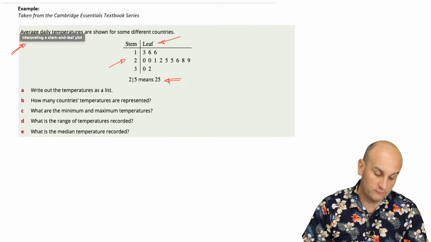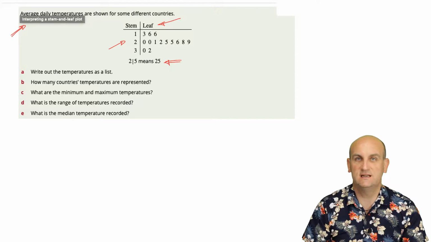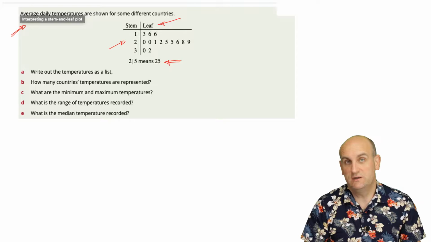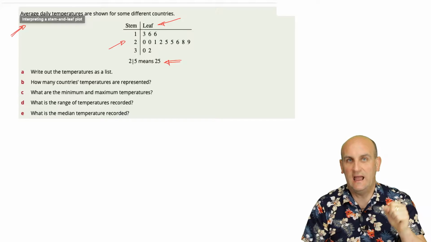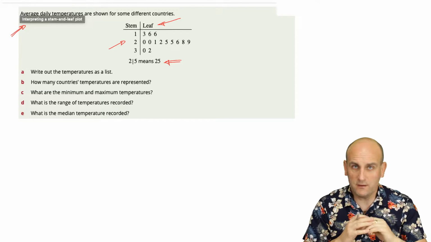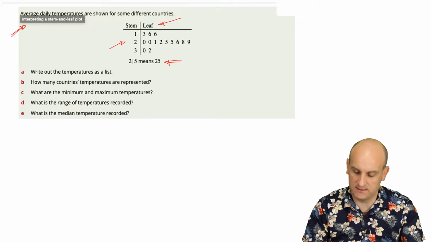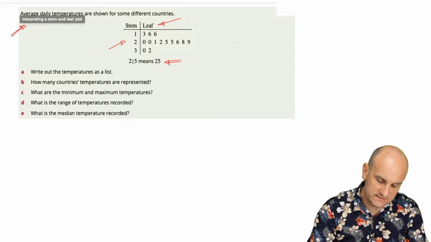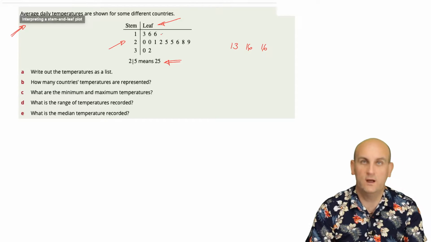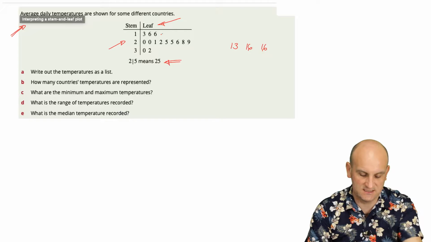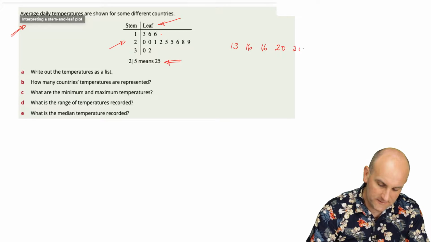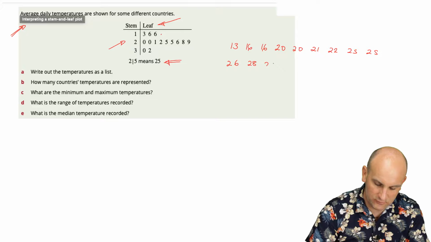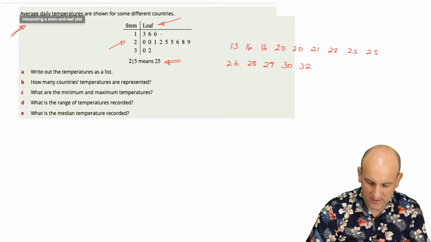So the question now says, rather randomly, write out the temperatures of the list. The reason it's asking you to do that is to see whether you understand how to read a stem and leaf diagram. It's all well and good drawing them, but you have to be able to understand them as well. So, writing those numbers out, we would have 13 and 16 and 16. So that's the 1 and the 3, 13, 1 and the 6, 16, 1 and the 6, 16. Then we'd have 20 twice, 21, 22, 25, 25, 26, 28 and 29 and 30 and 32.